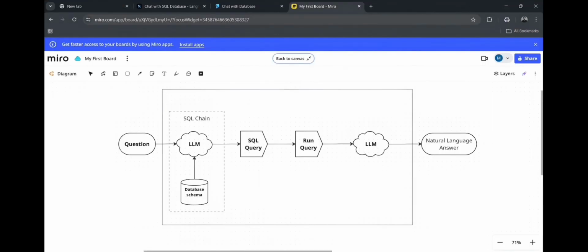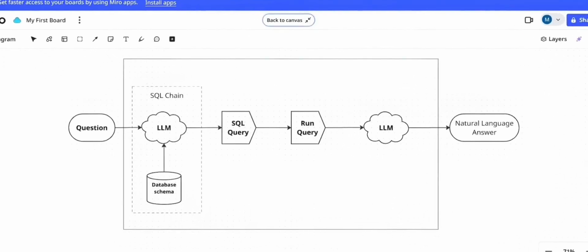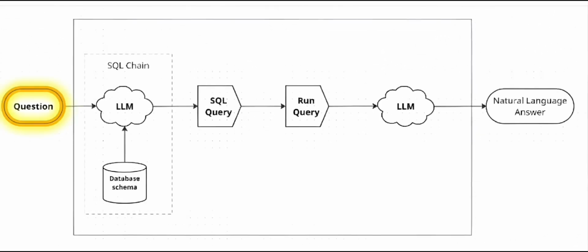Before we start writing a single line of code, let's understand the workflow of the project, because once you get this, everything becomes super easy. So here is what is happening behind the scenes. When a user asks a question, it doesn't go directly to the database. Instead, it goes to an LLM, that is a large language model.